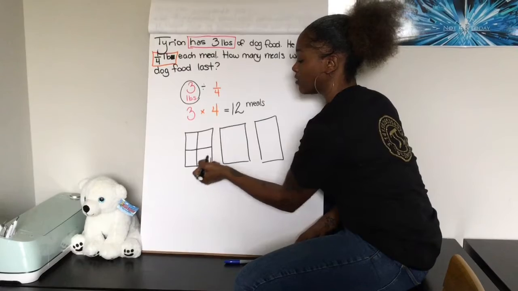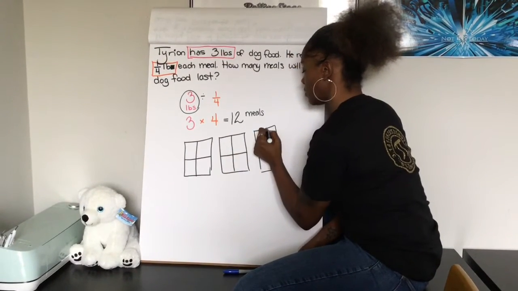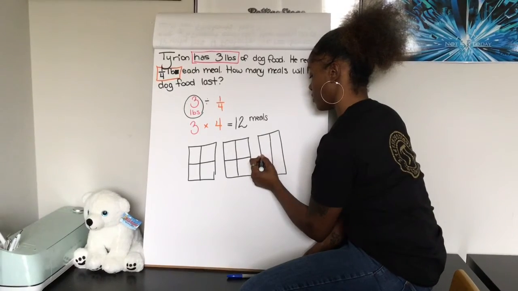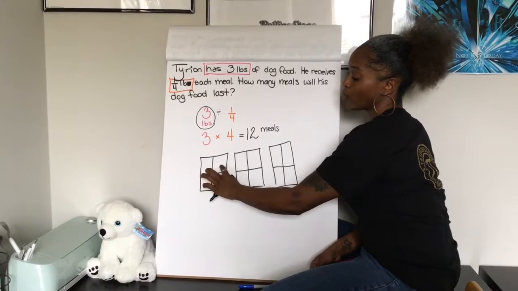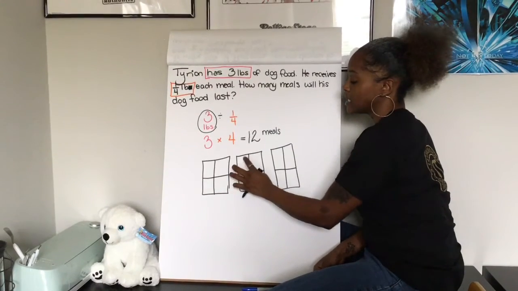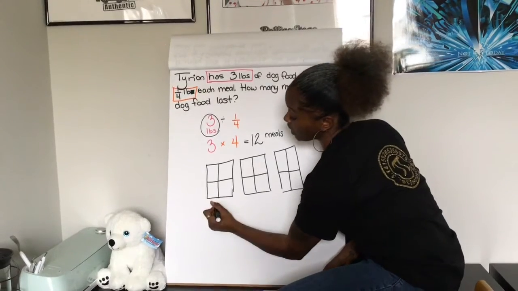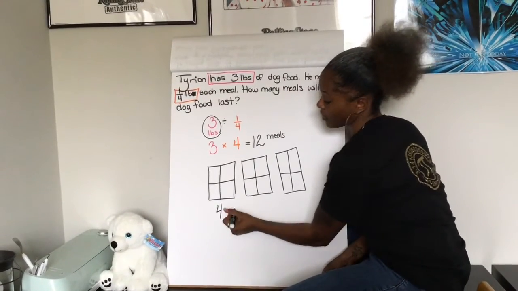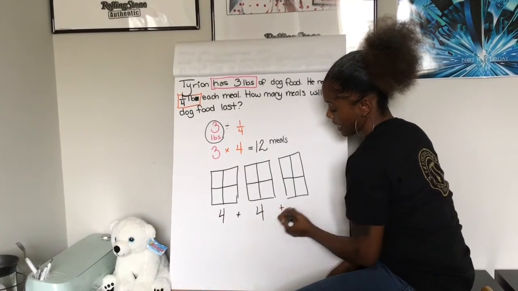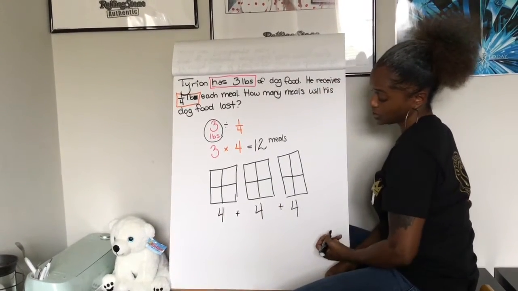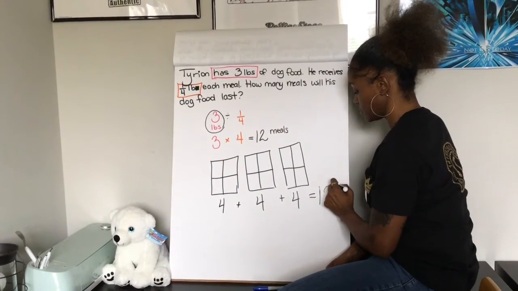1, 2, 3, 4. So according to the problem, each of these fourths represents a time Tyrion can eat. How many fourths did we create? Well, we have 4 fourths there, plus 4 fourths right here, and another 4 portions, giving us a total of 12 meals.